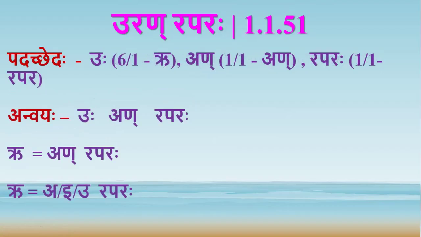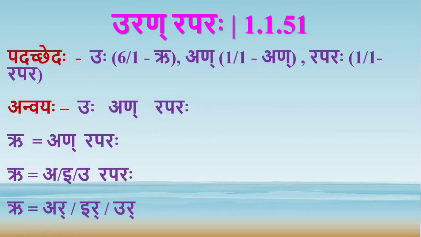Here ṛ, ṝ and ḷ mean a-ṛ, a-ṝ, a-ḷ. These are the three letters. They come along with repha. So if ṛ is replaced by a, actually it is ar. If it is replaced by ṝ, it is ir. If it is replaced by ḷ, it is ur.